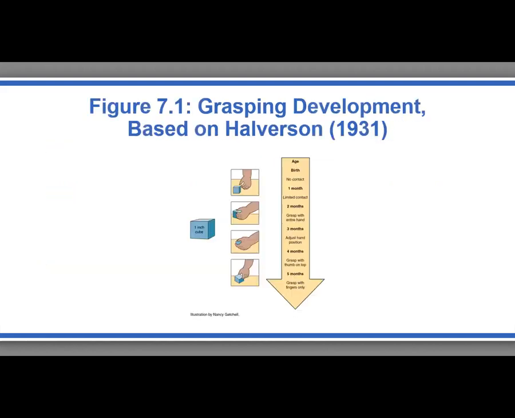So you have birth, there's no contact. 1 month, limited contact. 2 months, grasp with the entire hand. At 3 months, you'll see them adjust the hand position. At 4 months, grasp with the thumb on top. And at 5 months, grasp with fingers only. All right, so using that same block, you see different grasping techniques that will happen throughout the lifespan. And again, this comes from Halverson's 1931 work.